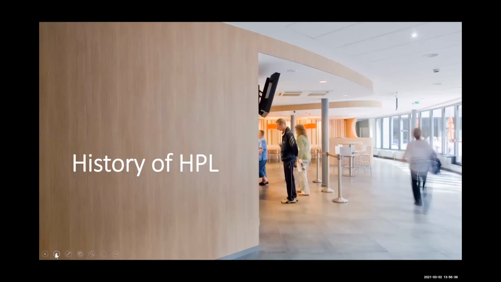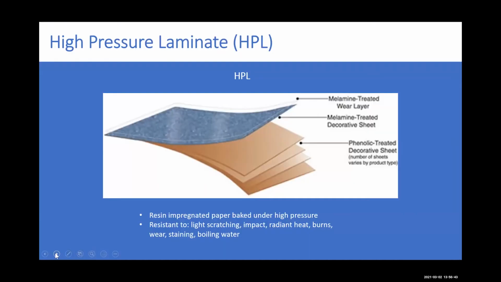So let's get started with the history of HPL. Although there are many products that are commonly called laminate, this presentation will only address the product category known as high pressure laminate, which is a combination of papers impregnated by melamine and phenolic resins, which are then baked under high pressure.